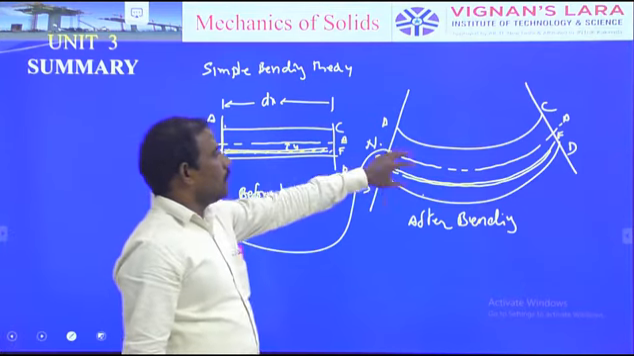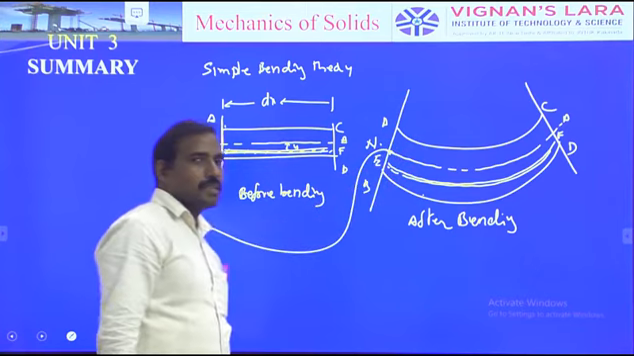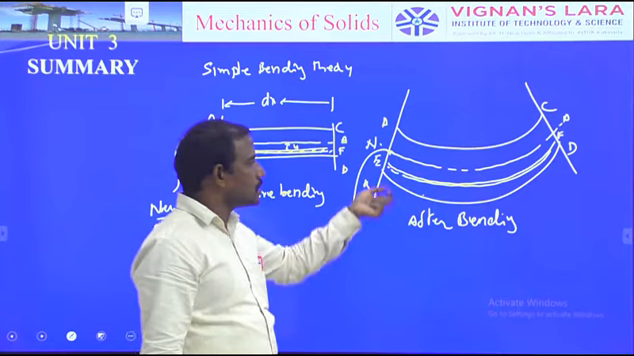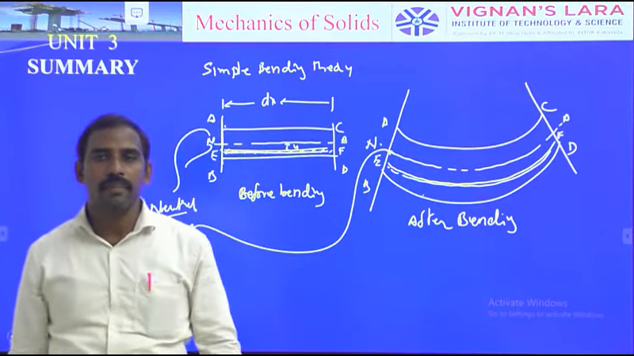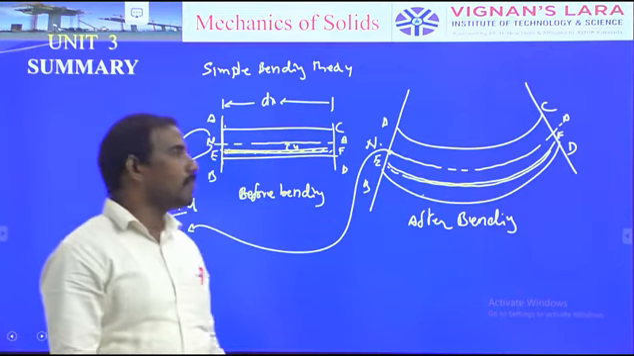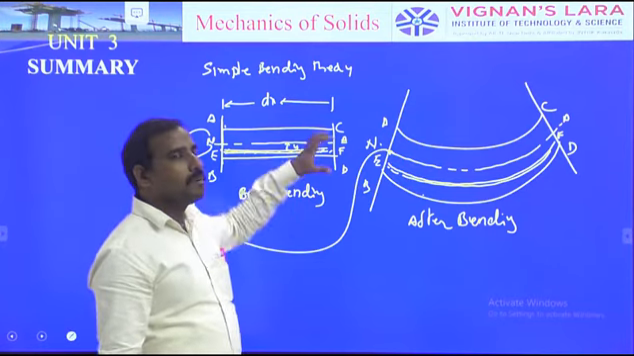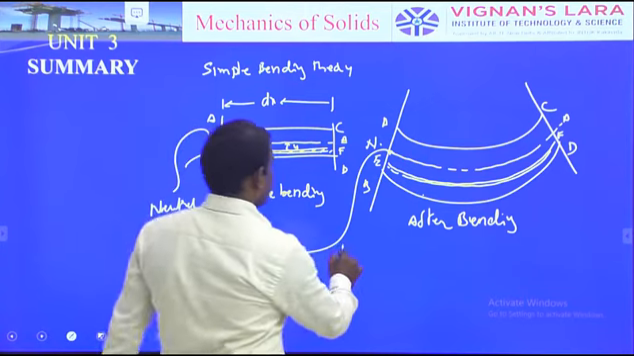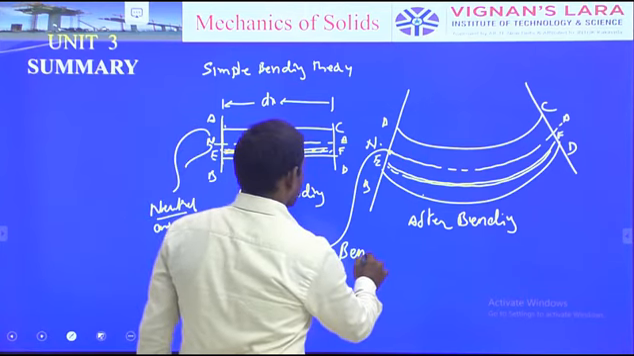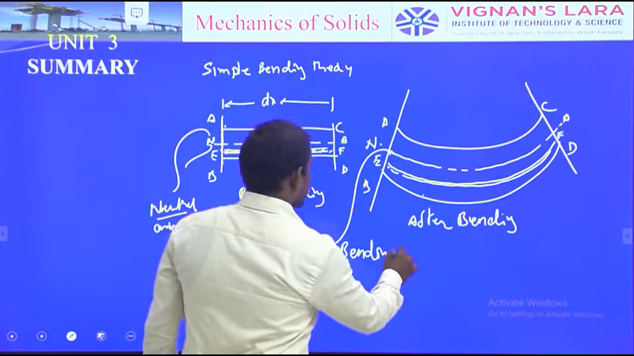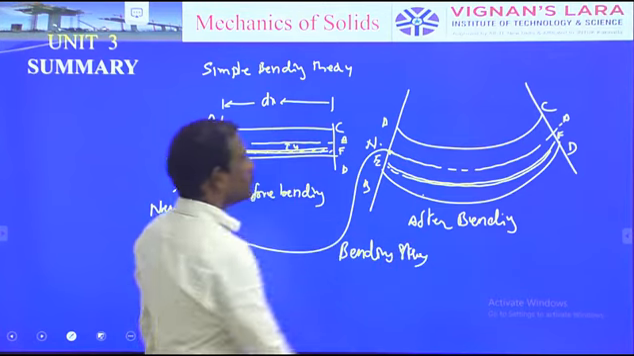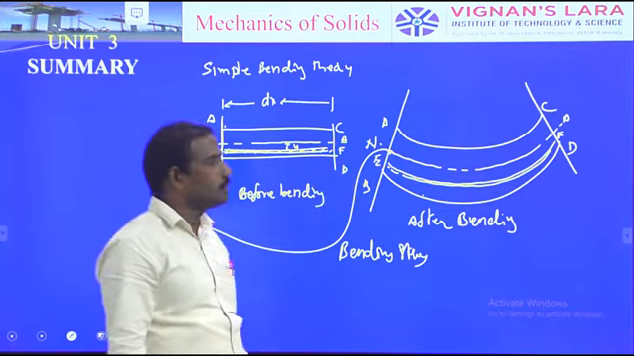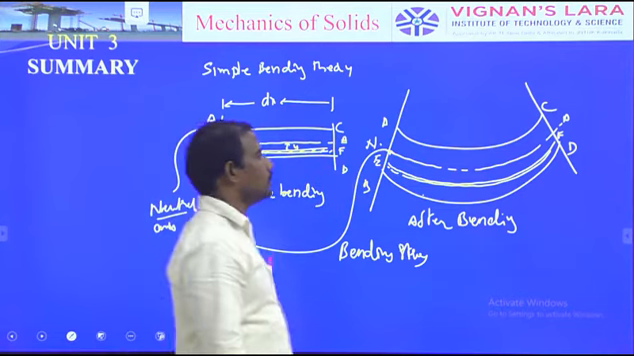Whenever the body is subjected to a bending moment which results in a particular shape, we have to measure the resistance offered by this body to the bending moment, called bending stress. So what about the stress induced in a particular layer? That may be measured from the neutral axis.